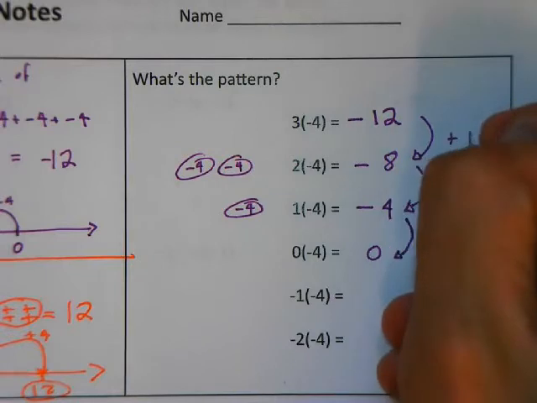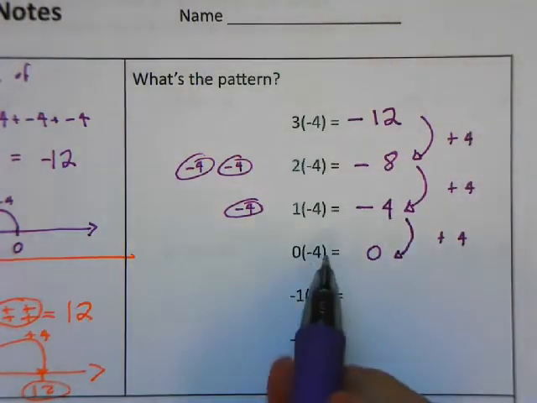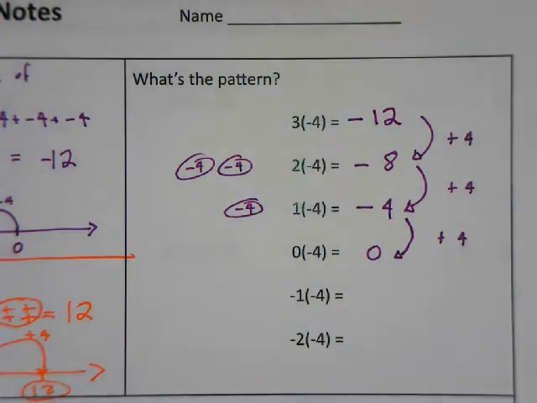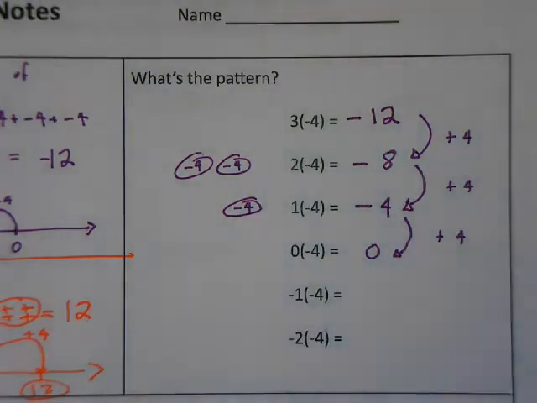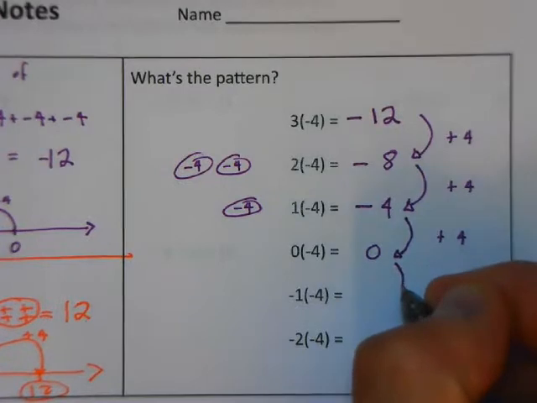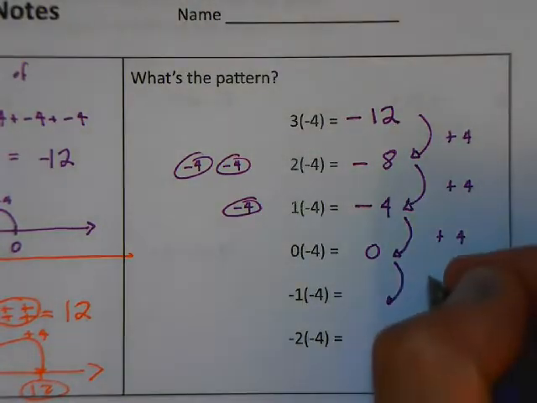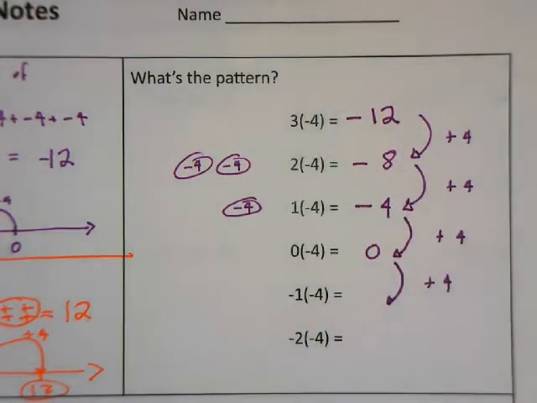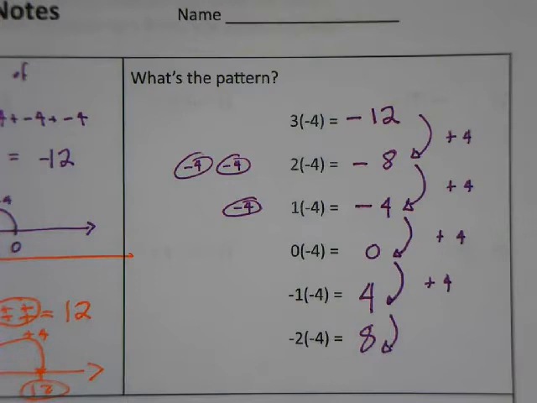Each time we are increasing by 4. And that kind of makes sense because we've got one less negative. If you have one less negative 4, then that means you're going to have more. Get rid of one of those negative 4s. So what would be reasonable? If each time we're increasing by 4, it makes sense that we go negative 12, negative 8, negative 4, 0, 4, then 8. Each time we are increasing by 4.